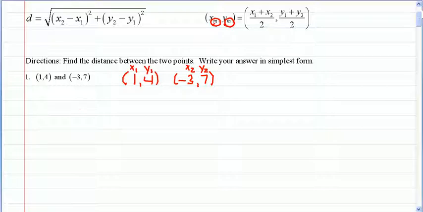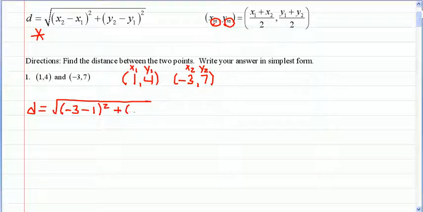So to finish number 1, we want to find the distance between the 2 points, so we're going to use the distance formula, and I start by substituting in the values into the proper place in the formula. X sub 2 is negative 3, and then the formula says minus x sub 1 is 1, close parentheses squared, and then plus parentheses, y sub 2 is 7, minus y sub 1 is 4, and then close parentheses squared.